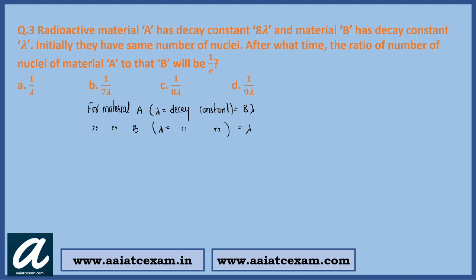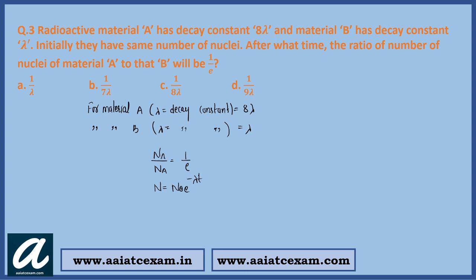Students, after what time will the ratio of the number of nuclei of material A to that of B be in the ratio of 1 by e? I have to calculate the time. So now students, you know that N is always equal to N naught e raised to the power minus lambda t, where lambda is the decay constant.